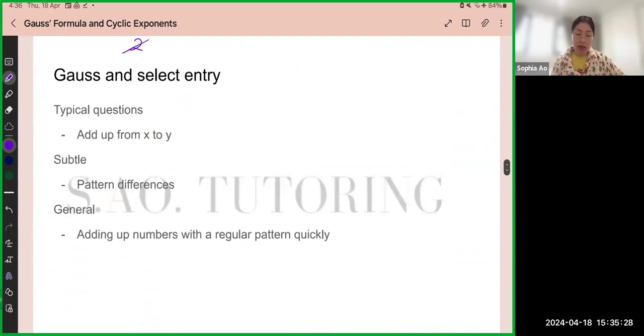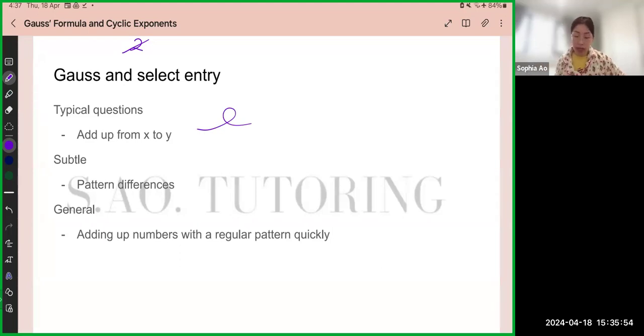Now, let's talk about Gauss in selective entry as well. So our typical kind of question is we'll get add up from X to Y. All the numbers from 1 to 100, from 50 to 1000, and so on and so forth. That's our most obvious kind, which we can address. We also have two other examples where this can come up. So sometimes it can be more subtle. Sometimes it could be some sort of pattern difference.